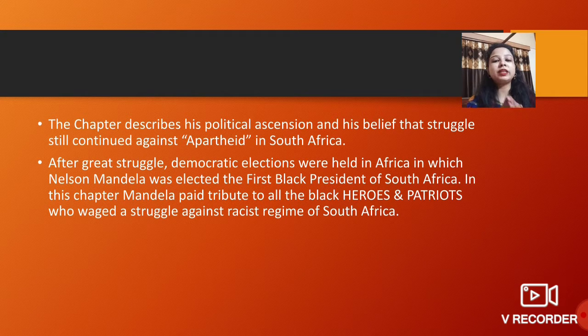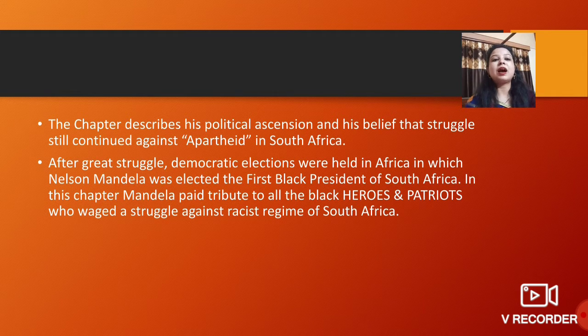Obviously, we all know after reading the chapter that this is where we have been told about the struggle that the black-skinned South Africans had to go through to attain freedom against the Britishers. And after this long period of struggle, what happened? This was the first time that they were having democratic elections. And who was elected as the first president? Obviously, we know, Nelson Mandela. In this first democratic election held in Africa after they got freedom, Nelson Mandela was elected to be their first black president.